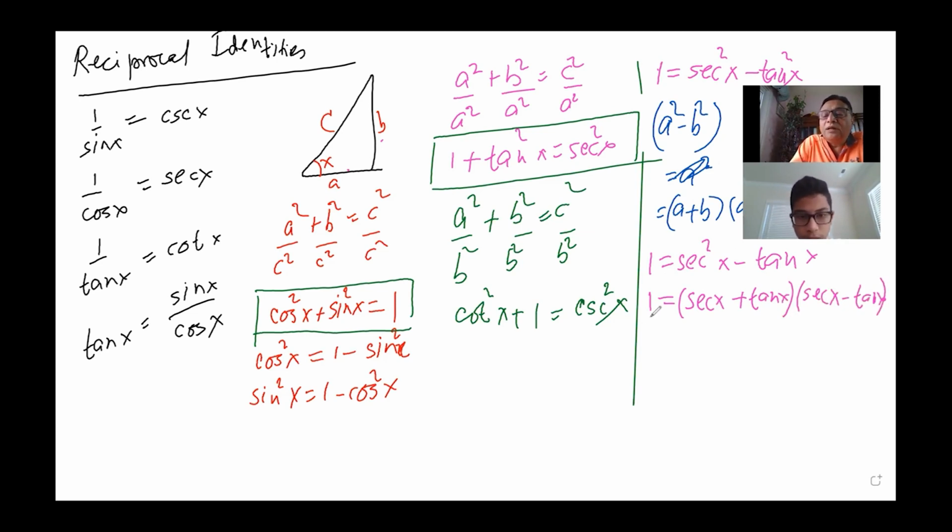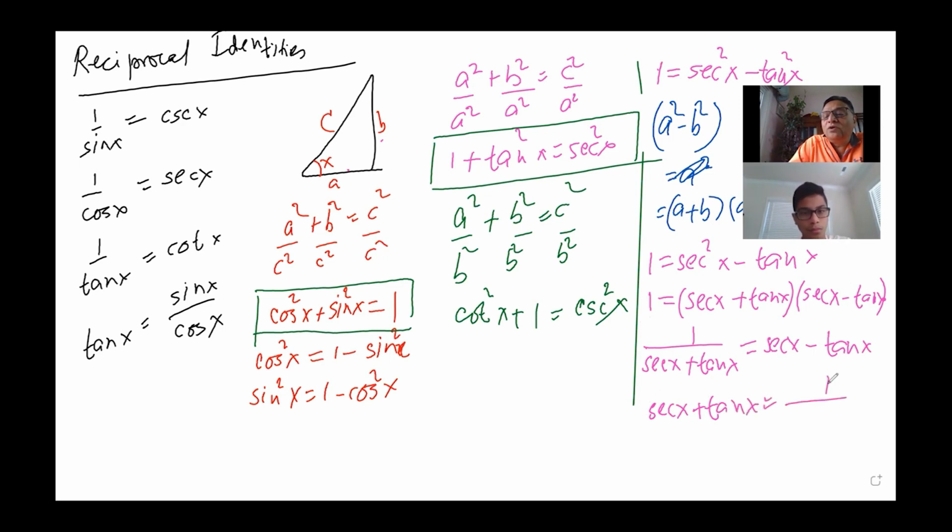Correct? Now, that really means, let me divide by secant x plus tan x, that 1 over secant x plus tan x is equal to secant x minus tan x. Do you see that identity? I could also do the reverse and say secant x plus tan x is equal to 1 over secant x minus tan x. Do you see that? So I could actually convert it in this particular fashion. That is extremely important in solving very difficult questions.